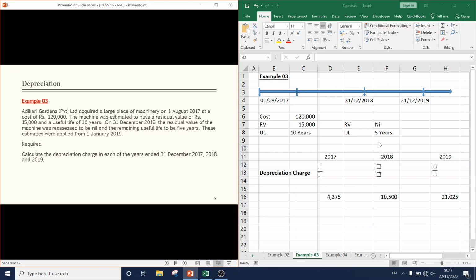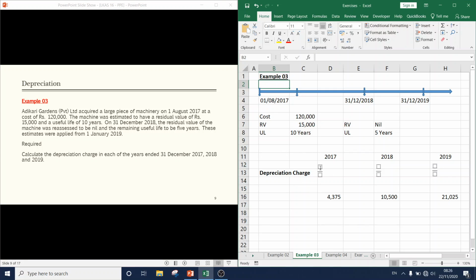Remaining useful life, initially we estimated 10 years, but it should be changed. It should be 5 years from this point onward. These estimates were applied from 1st of January 2019. So we are required to calculate the depreciation charge in each of the years ended 31st December 2017, 31st December 2018, and 31st December 2019.